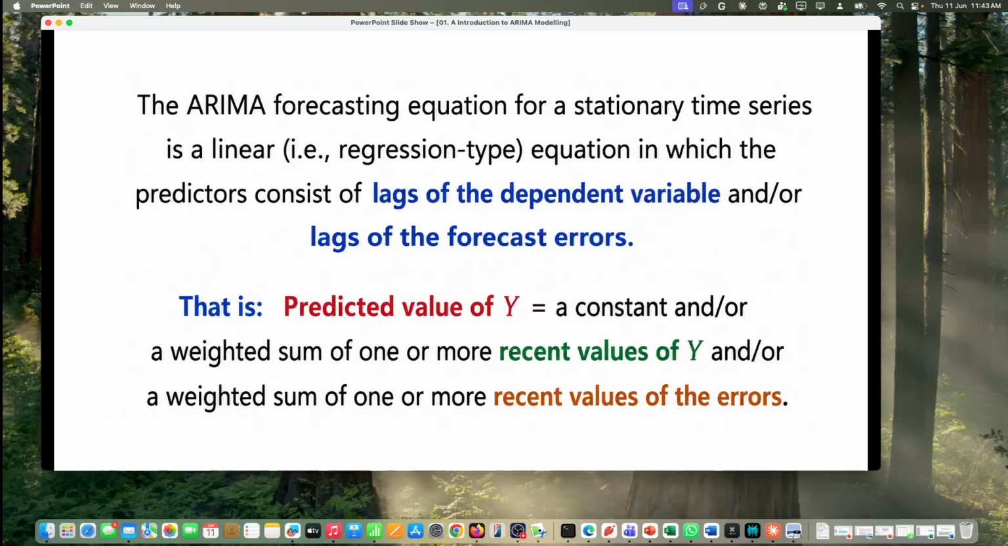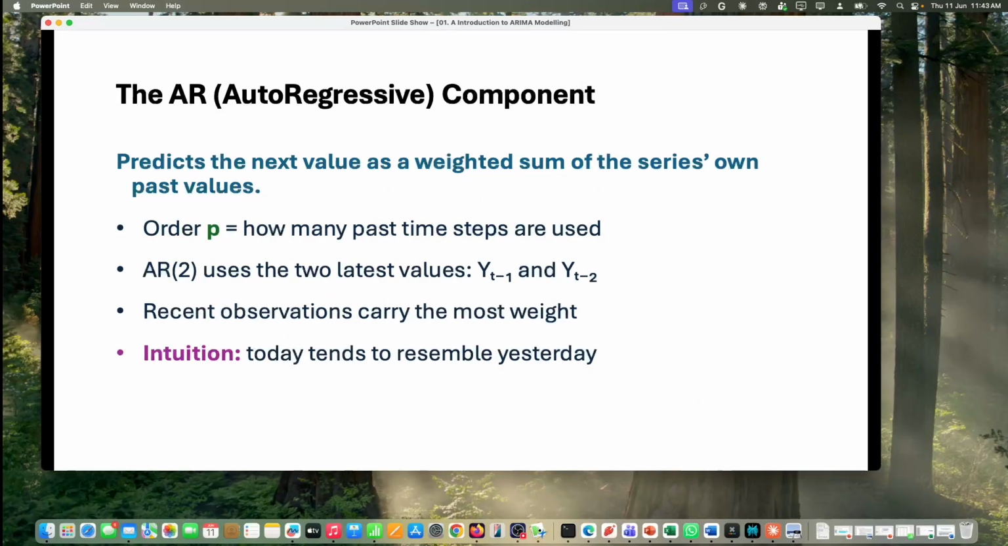So that means ARIMA consists of two parts: a constant plus the weighted sum of the recent past values, and the weighted sum of one or more of the recent errors. So the autoregressive component: let's discuss what it is. Autoregressive means the predicted value is a weighted sum of its own past values. So that means y hat is equal to a constant plus some coefficient times yt minus 1, plus some coefficient times yt minus 2, etc.